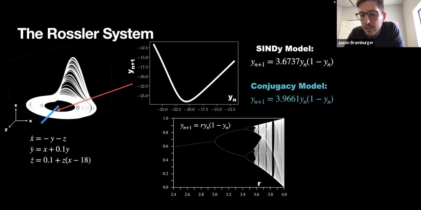Whereas if you look where the conjugacy model puts you, it puts you way further to the right. So the chaos is much more developed, and it's putting you in a parameter regime where you have a completely connected chaotic attractor. So that's sort of score one for the conjugacy model, but it doesn't say everything.